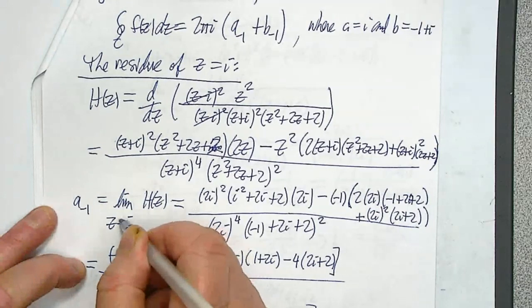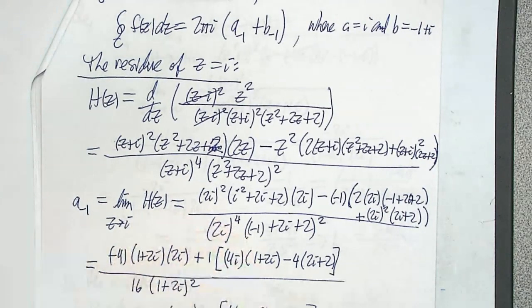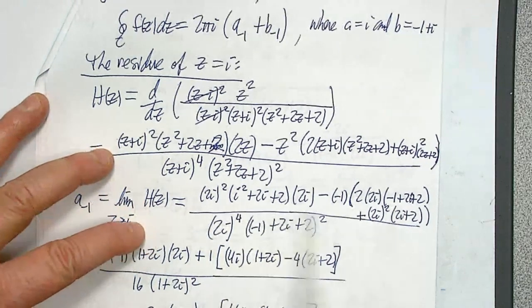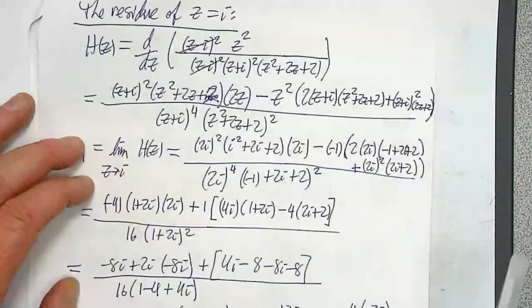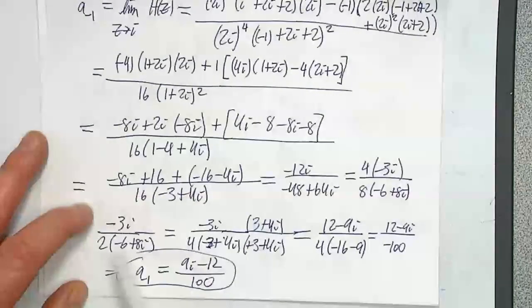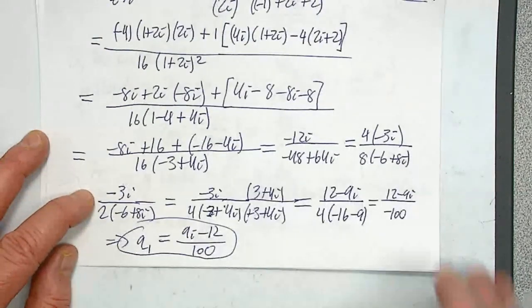Let's see, that's not written too well here. Yeah, z approaches i, which means for this, we can basically just substitute i in for z and simplify it down. And so then we worked it down to just this complex number.